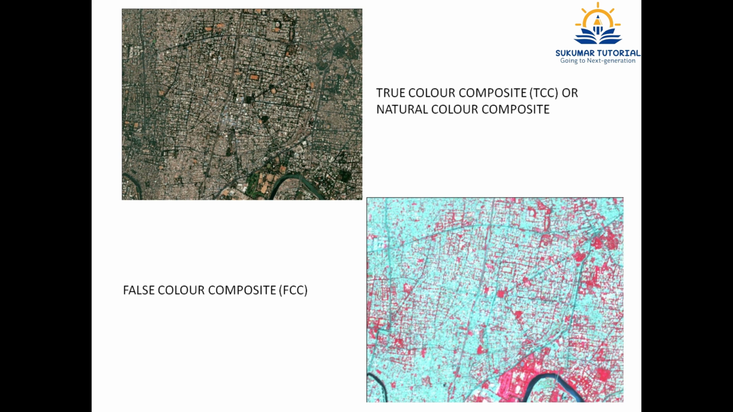In the coming classes we will see how we can create false color composite and true color composite. Hope this class will be very interesting for you. Looking forward to seeing you in the next class using QGIS, how we can create different band combinations, how we can open it, all these things we can see. Thank you so much.